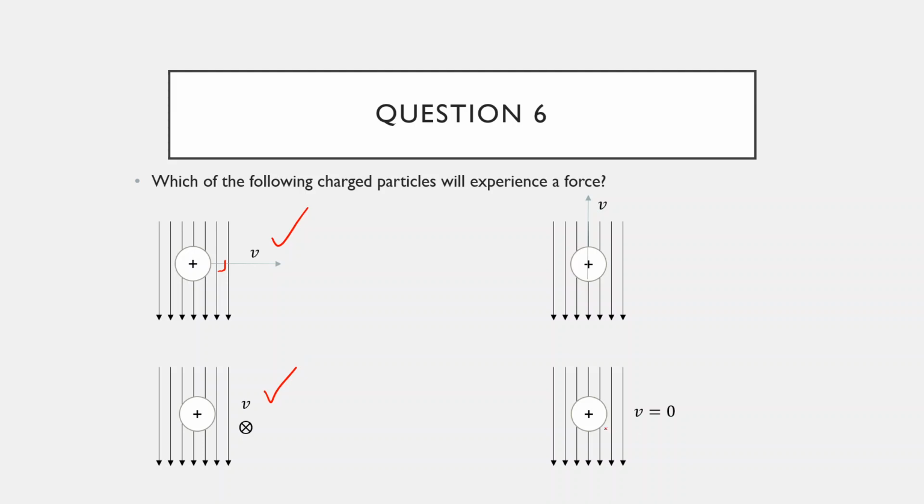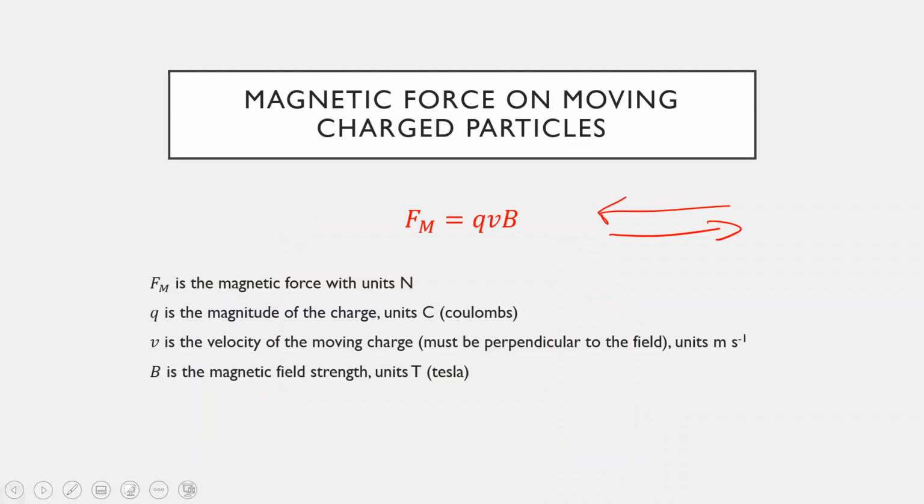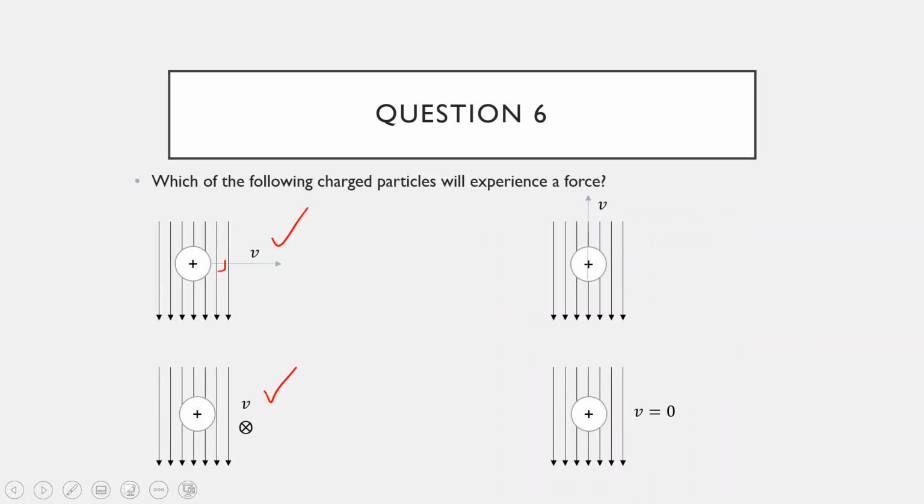Finally, this last one here, you've got a charged particle, but its velocity is zero. Now, even if you could apply the equation, you'd see that, according to the equation, the force would be something times zero times something. So, no, it won't experience a force. Simply placing a charge in a magnetic field is not enough for that charge to experience a force. It's not like electric fields where you can just place a charge in an electric field and it will experience a force. Magnetic fields are different. Only moving charges experience a force, and they have to be moving in a certain way.